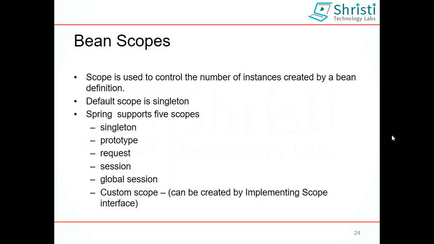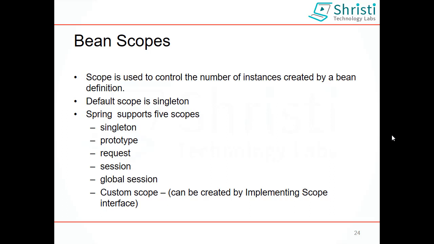In this video, let us understand about the bean scopes. The IOC container creates the Spring beans, that is the Java objects, based on the bean definition. The bean definition is given in the configuration metadata. It can be either XML or annotation based configuration or Java based configuration. By default, the IOC container will create one instance per class, that is singleton beans.